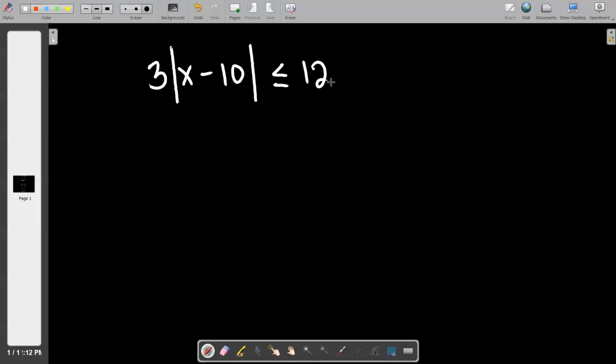Get the, not the x by itself. You get the absolute value by itself. Again, don't even pay any mind to what's in there. It matters not. You want to get the bars alone. Don't add 10. Don't move. Just get rid of the 3. And how do we get rid of the 3? So yes, we have the absolute value of x minus 10 is still less than or equal to 12 divided by 3.